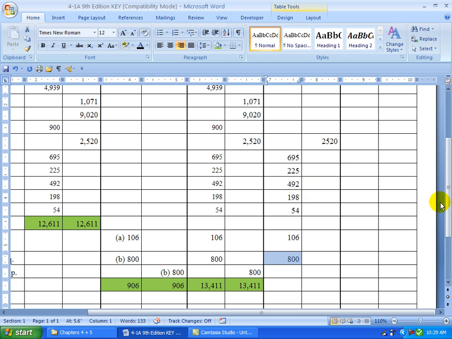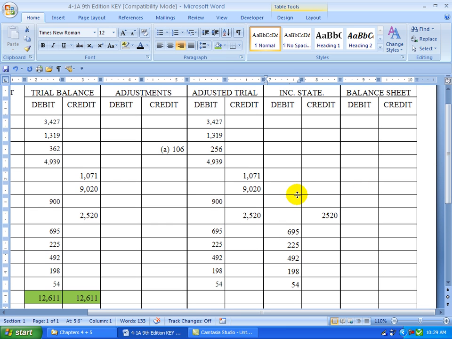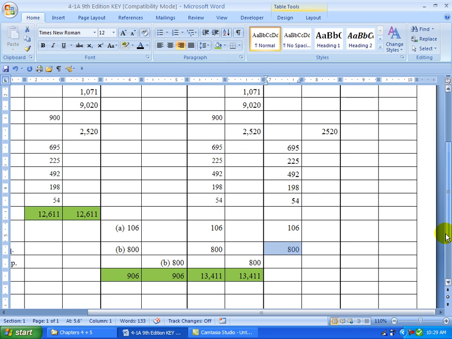And so what we have in the income statement section are the revenue accounts in the credit column and all of the expense accounts in the debit column. And this one is a contra asset account, so it does not go in the income statement section. So this is blank here.